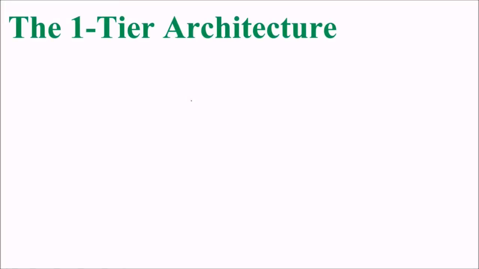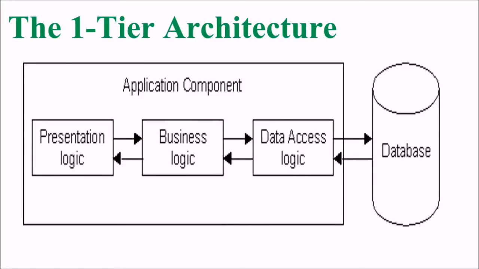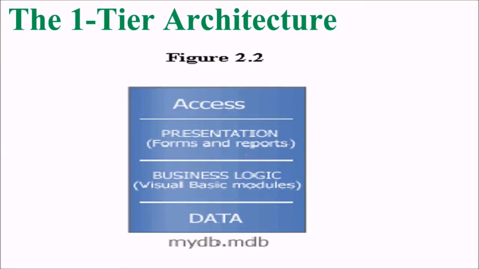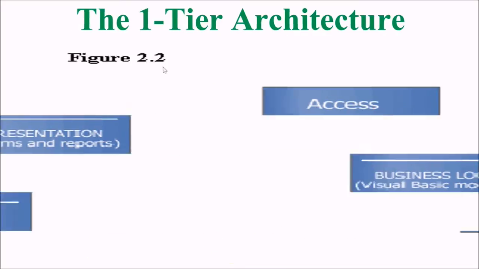We start with the one-tier architecture. This is our application component here, and this is the database. In the one-tier architecture, the presentation logic, the business logic, and the access logic are interconnected, and they are also interconnected with the database. This MDB is the database, and with this database, the access or presentation, where the forms and reports will be, is connected along with the business logic. It can be, for example, any Visual Basic module.